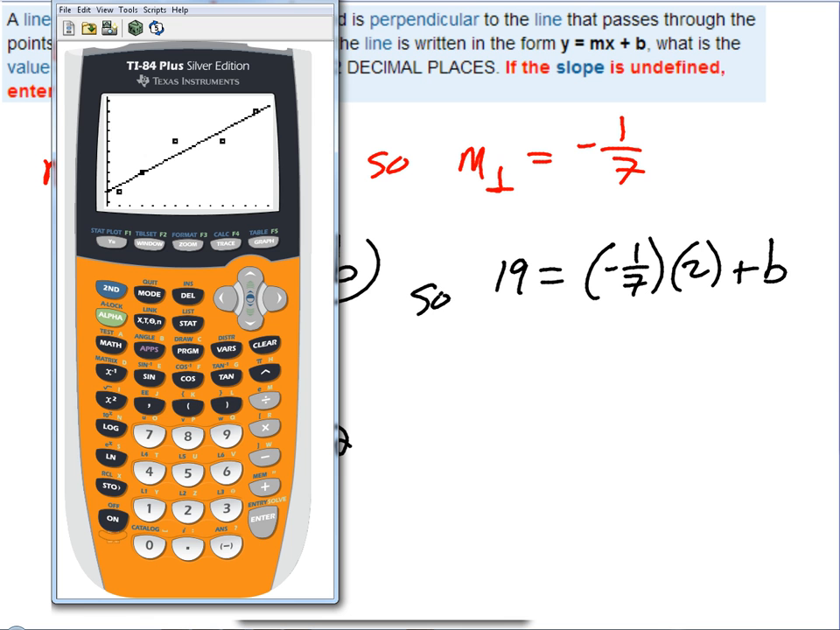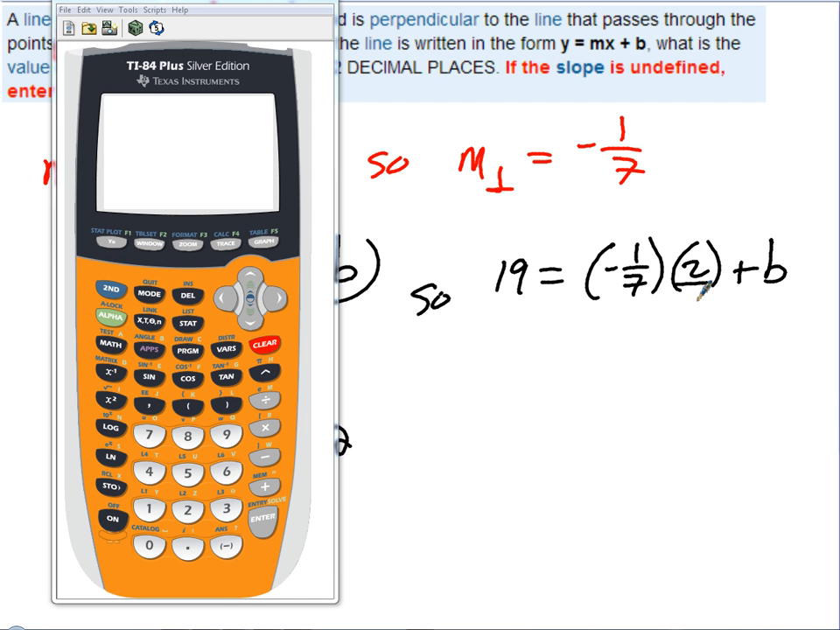Now watch this. If I want to solve for b, all I've got to do is get this fraction to the other side. Now what am I going to get from that fraction if I multiply negative 1/7 times 2 over 1? Good, negative 2/7. So I get 19 equals negative 2/7 plus b. So to get b by itself, what am I going to do? Yeah, add 2/7 to 19.